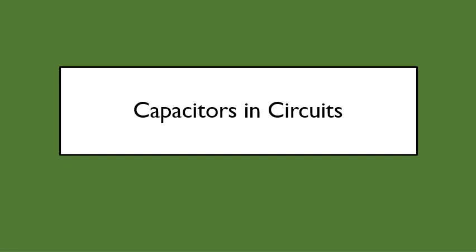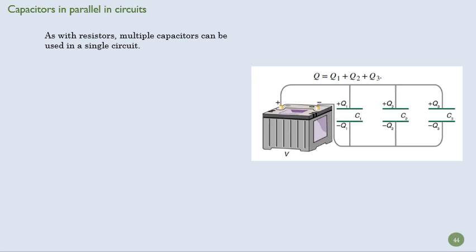Like resistors, capacitors can be used in more complex circuits. And so we'll talk today about how capacitors get used in series and in parallel, and how that changes their attributes. So we need to do the same things we did with resistors in terms of thinking about how they work in circuits. And so we're going to talk about parallel capacitor circuits and series capacitor circuits.